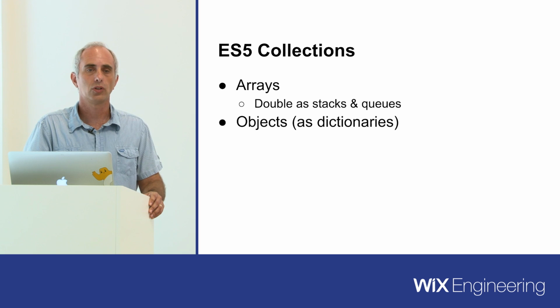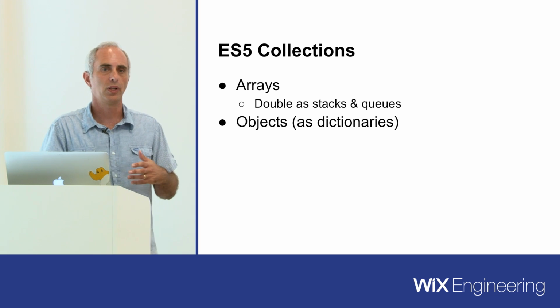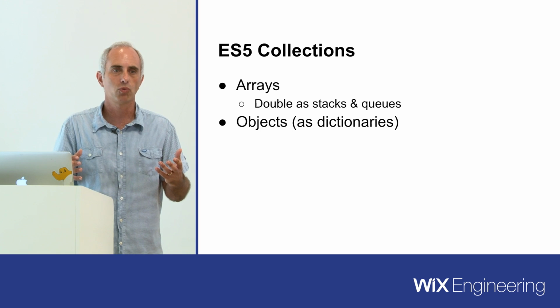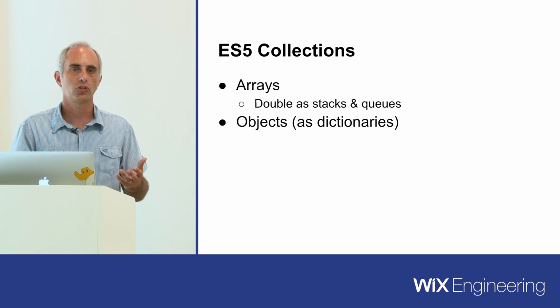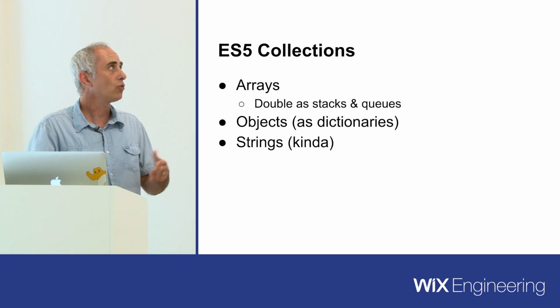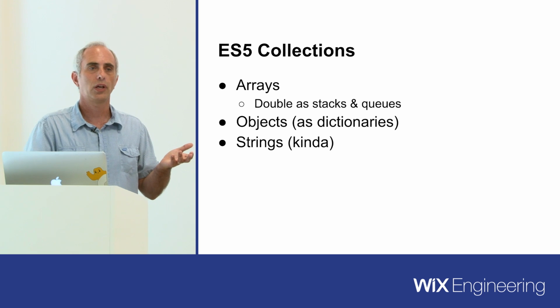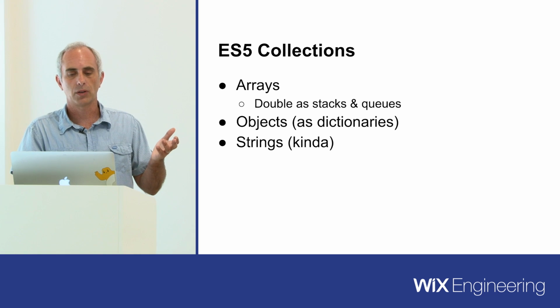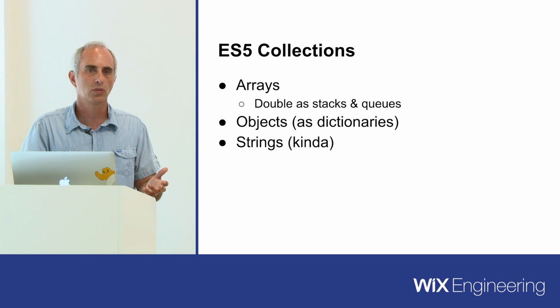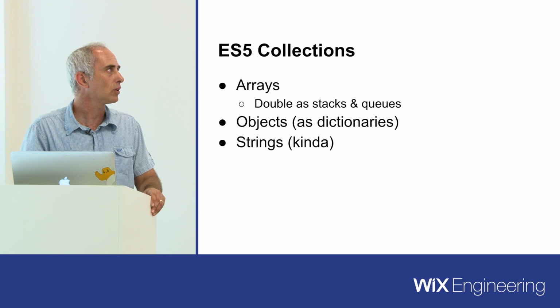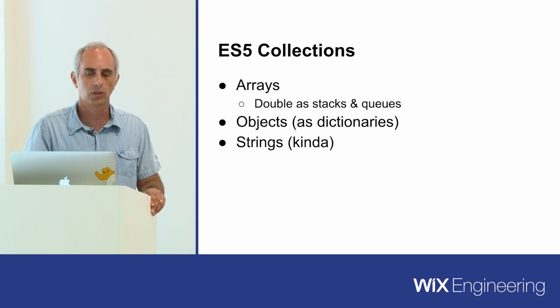Additionally, we have regular JavaScript objects, which in a way that's really strange to people coming from other programming languages, actually also function as dictionaries, which means that we can use them to store key value pairs. We can have a certain key and a certain value, and then we associate them together in a dictionary using a regular object. Strings are kind of collections. They're collections of characters, you can say, but people don't really use them that way most of the time, and they're also immutable, so they're not really what you think about when you think about collections.